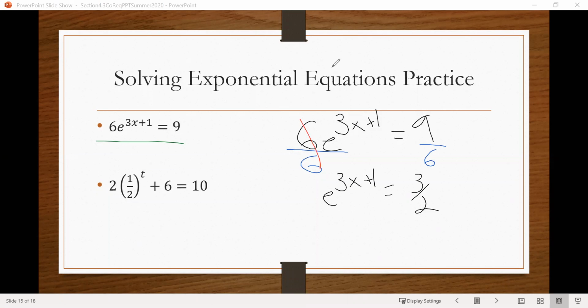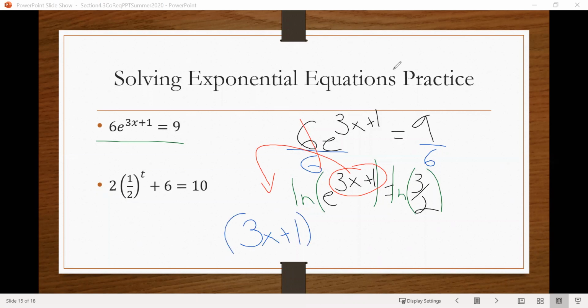Then we're going to take our log on both sides, but this time, since the base of our exponential is e, we're going to use the version of log that deals with e's, the ln, the natural log. So we'll take the natural log on both sides of the equation. On the left-hand side, that allows us to take the whole exponent, 3x plus 1, and move it out to the front. So we'll have 3x plus 1 times ln of e equals ln of 3/2.